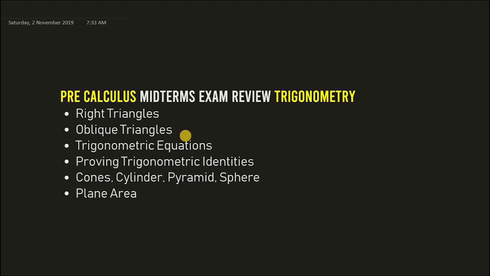Next, oblique triangles, dito natin magagamit yung law of sines and law of cosines. Trigonometric equations, next, proving trigonometric identities. Dito na pupasok yung ang daming identities natin: sum and difference, reciprocal, half angle, double angle, and so on. Next, cone, cylinder, pyramid, sphere, and plane area.